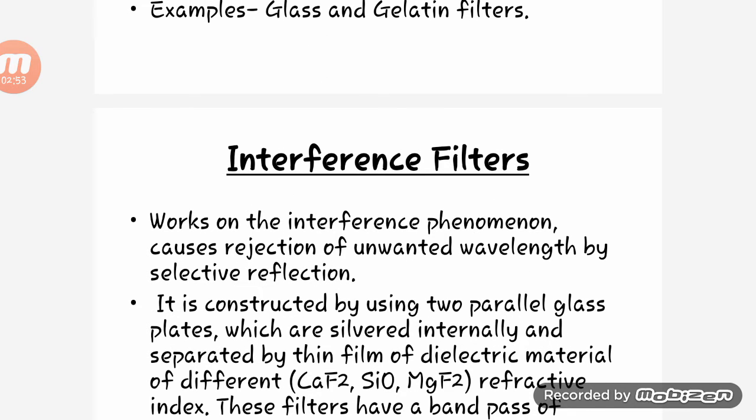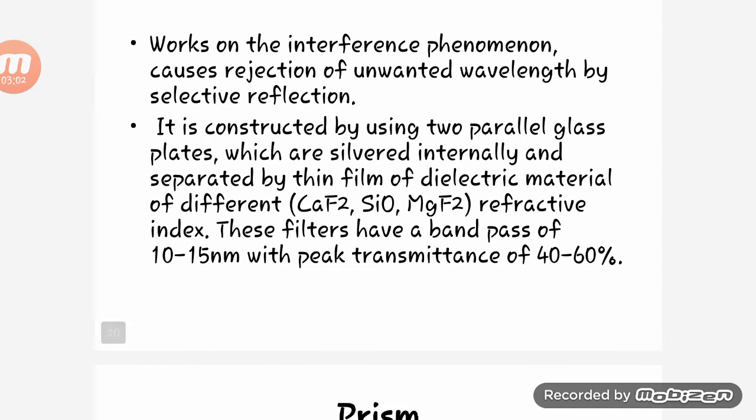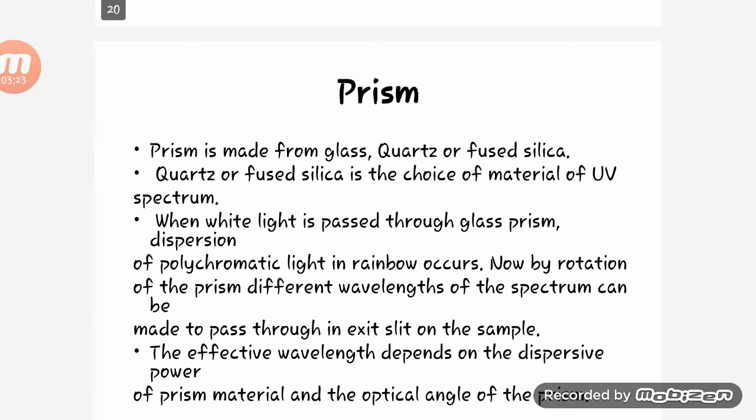Interference filters work on the interference phenomena, causing rejection of unwanted wavelengths by selective reflection. It is constructed by using two parallel glass plates which are silvered internally and separated by a thin film of dielectric material of different refractive index. These filters have a band pass of 10 to 15 nanometers with peak transmittance of 40 to 60%.